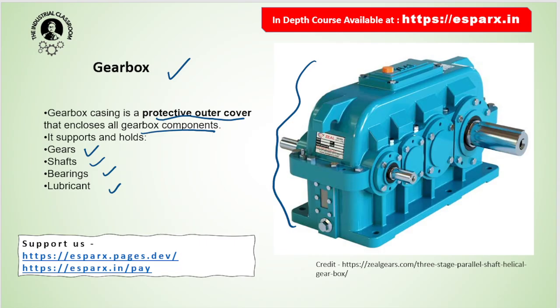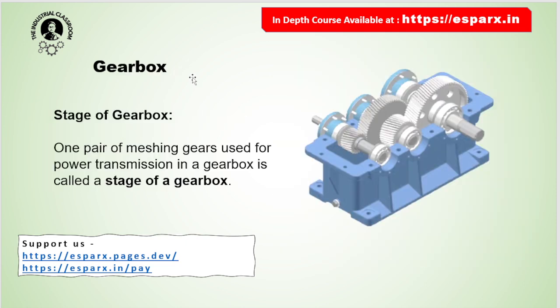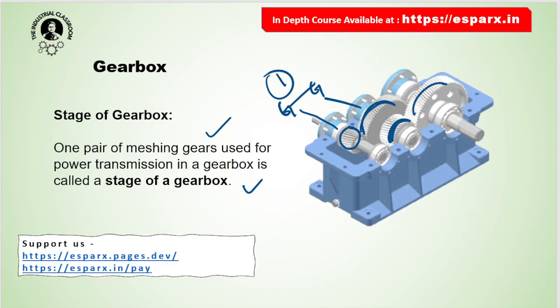Can you just say? See, if we come to this, we will learn the stage of a gearbox. When one pair of meshing gears is used for transmission in a gearbox, it is called a stage. You can see this is gear number 1, meshing with gear 2. So it is single stage. Now you can see that this gear is meshing with this one, so we can say it is 2.